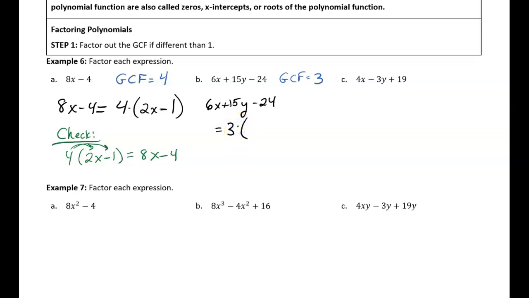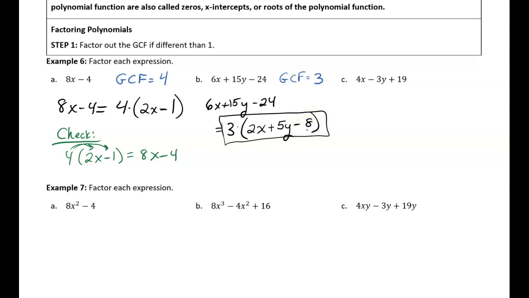Once I factor out the 3, undo the distributive property here. Let's see, 6 divided by that 3 gives me 2. The x is still there. Plus, let's see, 15 divided by the 3 is 5. And then the 24 divided by 3 gives me the 8. And there it is. Here's my factored expression. Can't do anything else. Notice the 2 and the 5 are prime, so there really wasn't anything else I could do even with that 8.